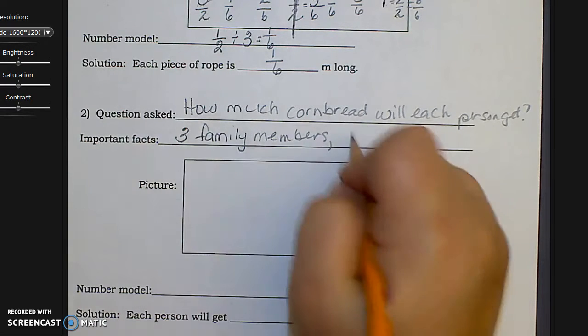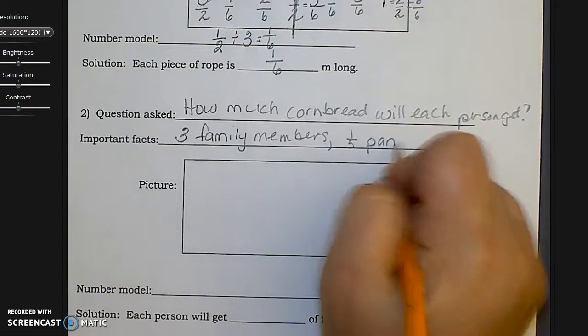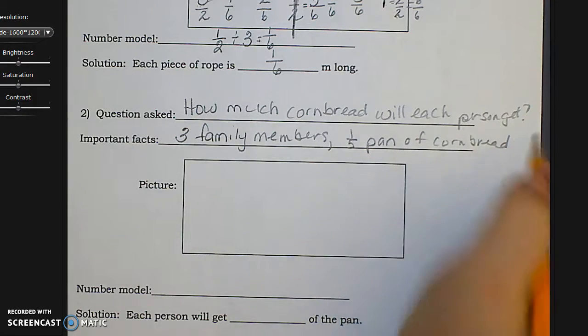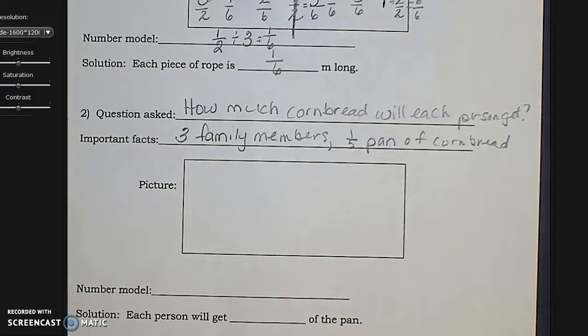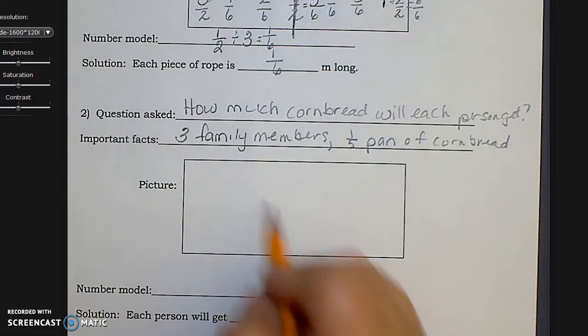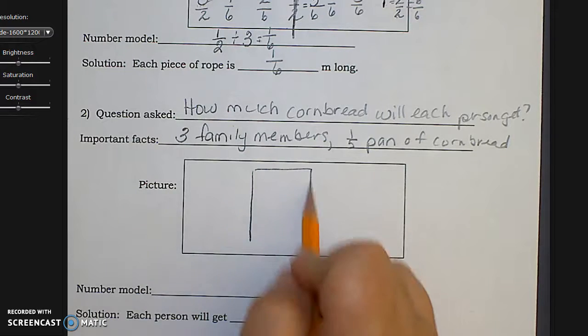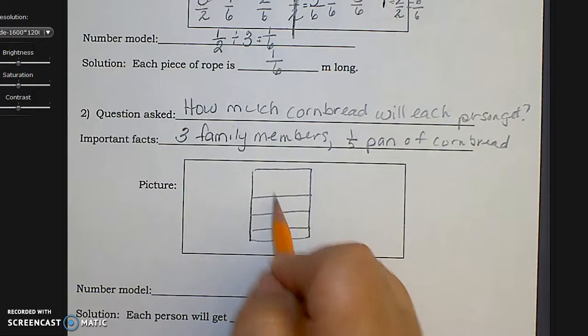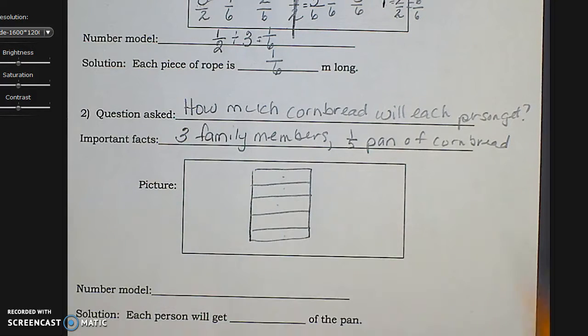And there is 1/5 a pan of cornbread. So, for our picture, I think we should draw something with fifths. So I'm going to draw a rectangle. I'm going to break it into fifths. 1, 2, 3, 4, 5.